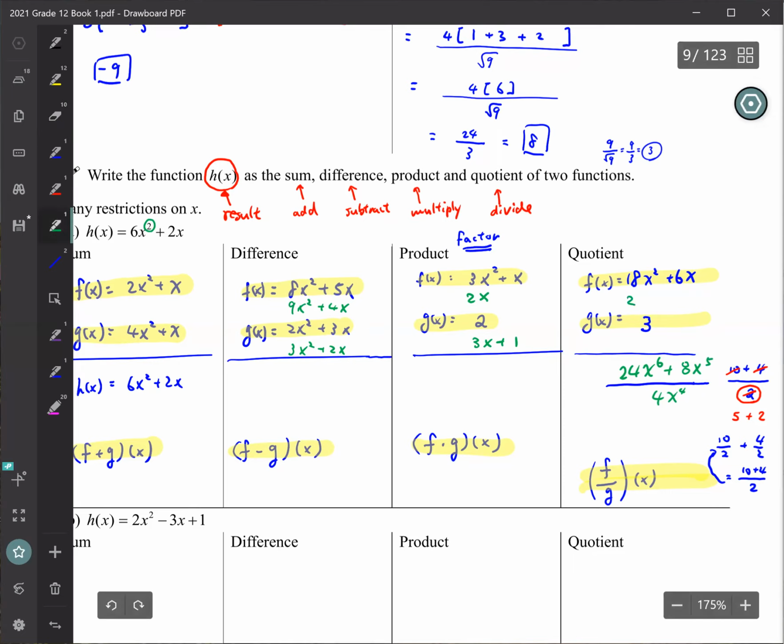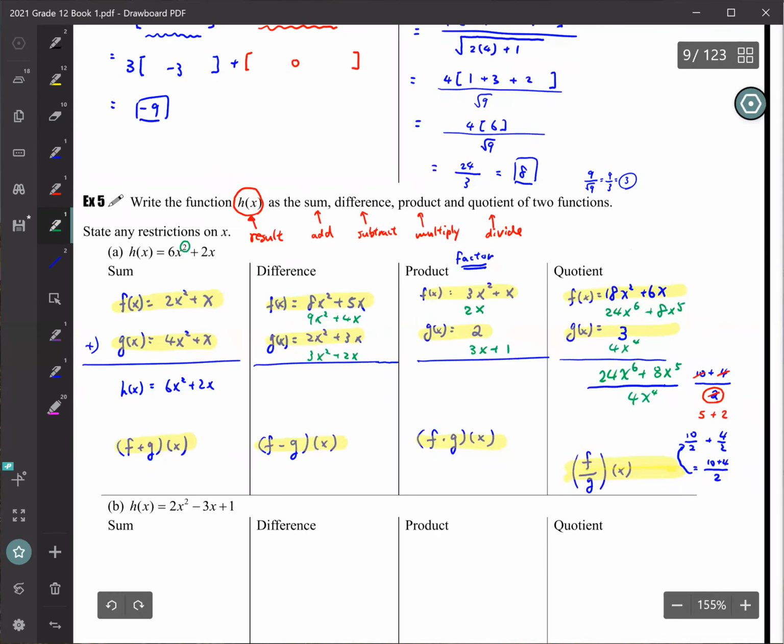So our f of x, let's put it back: 24x to the 6 plus 8x to the 5, over 4x to the 4. Sometimes this kind of question could be multiple choice, and they will ask you to choose which f of x and g of x, when you divide, make the result. So you also need to know how to do division.